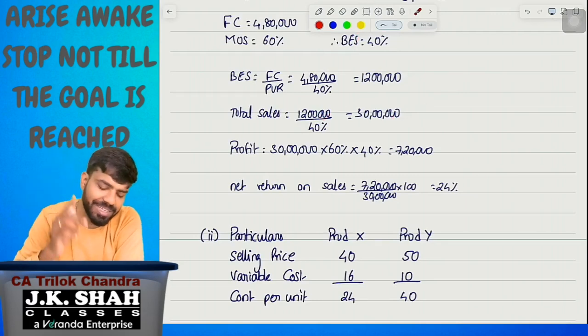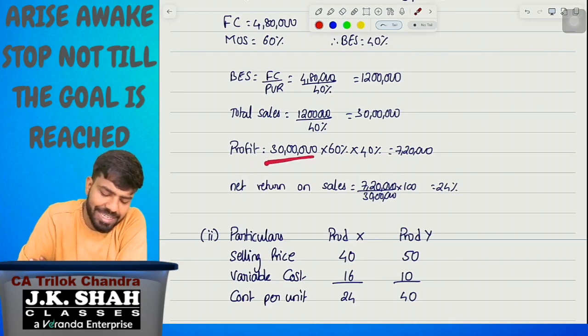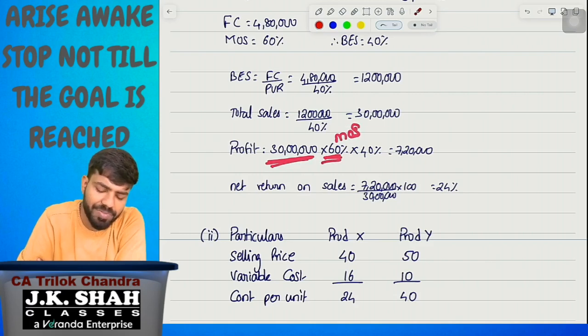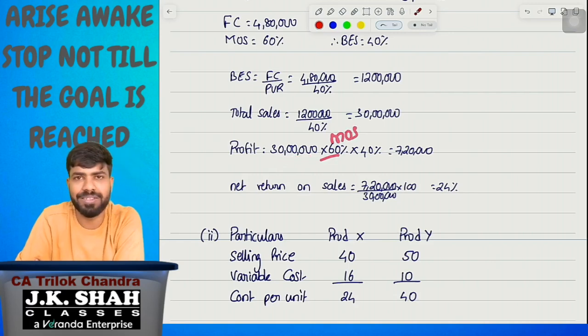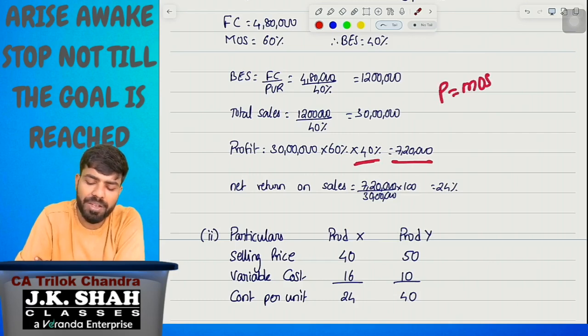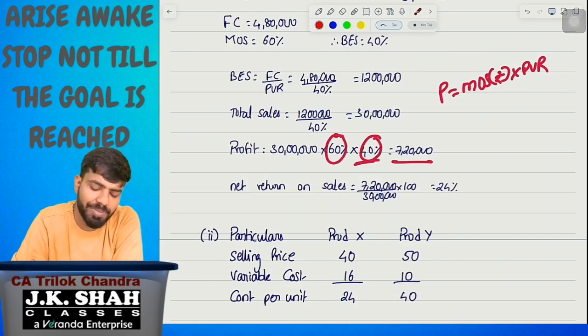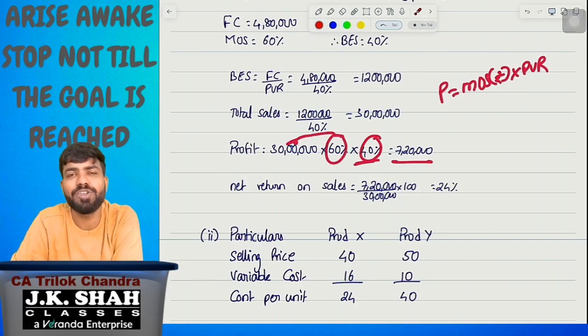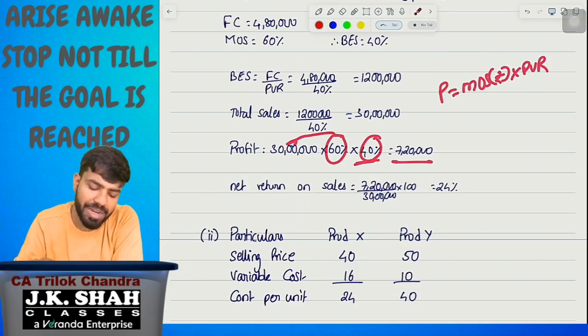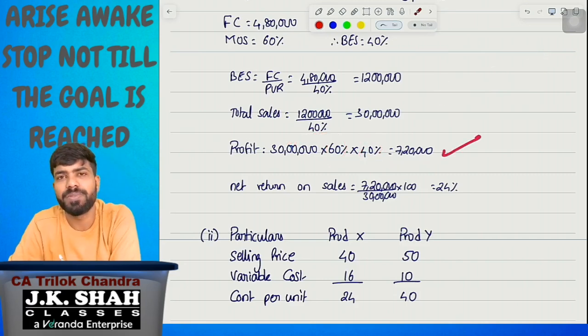If total sales is 30 lakhs, first we'll calculate the profit. How to calculate profit? Simple. Understand, sales is 30 lakhs into 60%, because 60% is the margin of safety. Sales into margin of safety percentage, we'll get the margin of safety sales. Margin of safety into PV ratio will get the profit. Fourth formula: profit equals margin of safety rupees into PVR. So 40% is PVR, 60% is margin of safety. Total sales is 30 lakhs. Total sales into margin of safety percentage will get margin of safety sales. Margin of safety sales into PV ratio will get the profit, 7,20,000.